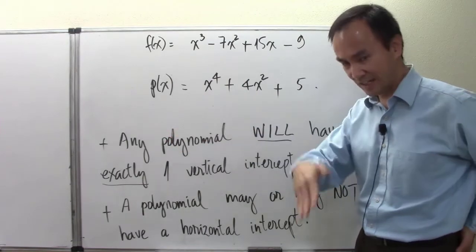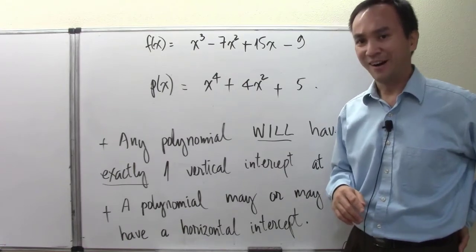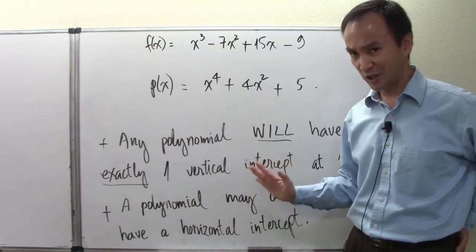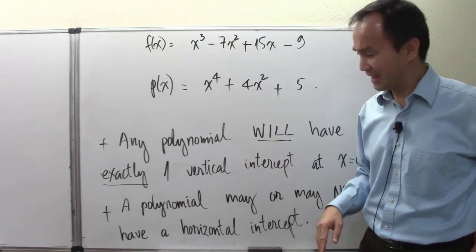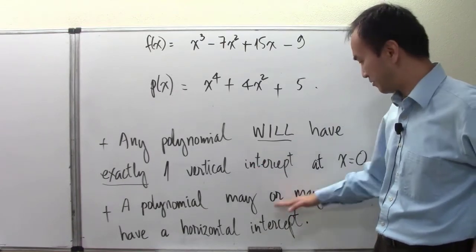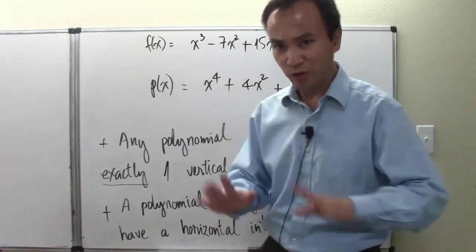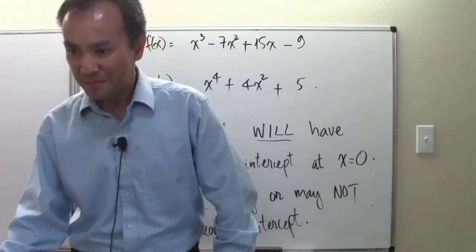But in some other case, some other polynomial may not have any horizontal intercept at all. All right, so from this understanding, we're going to start getting into finding it. Now let me talk a little more about the horizontal intercept here. We will dive further into that.